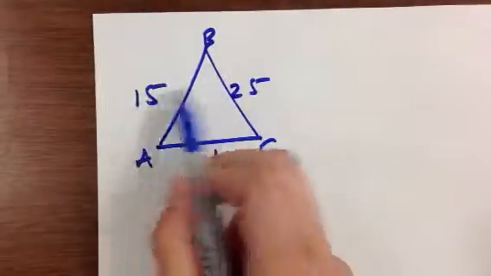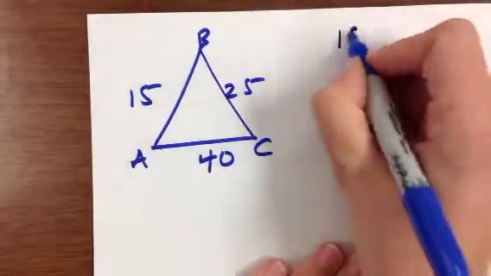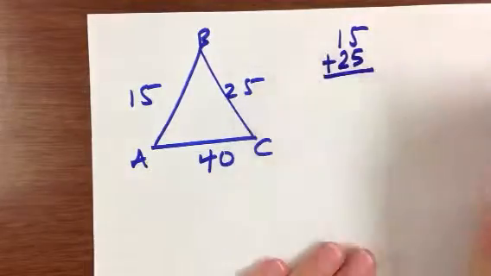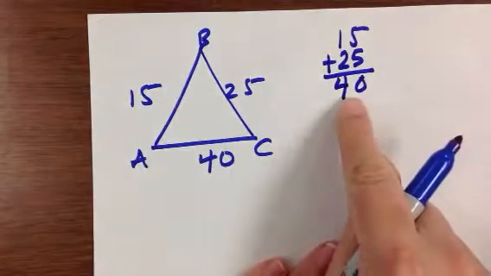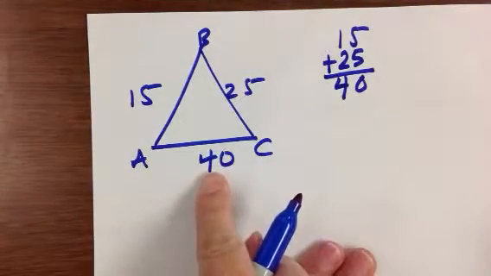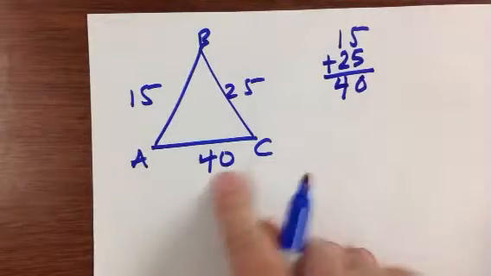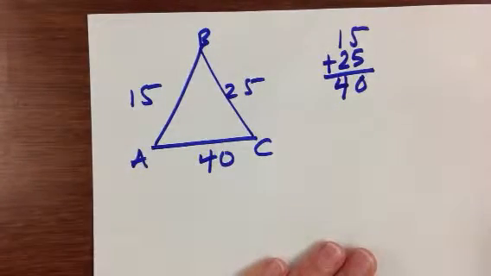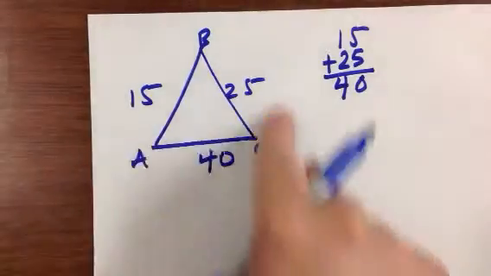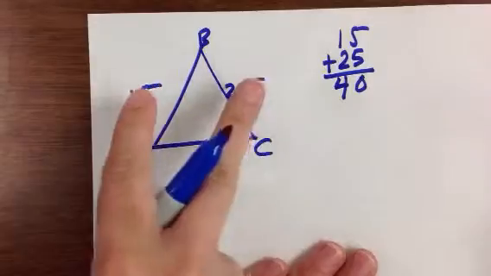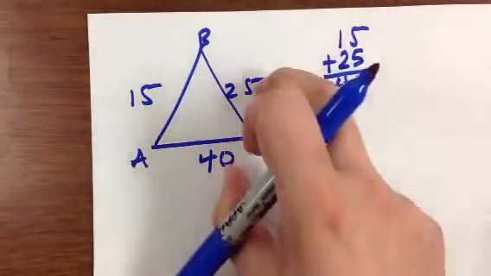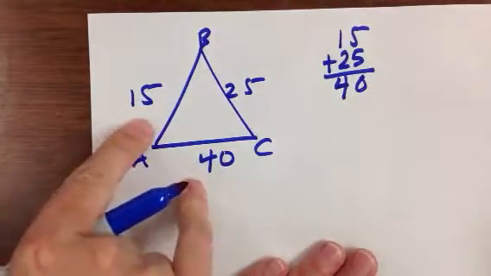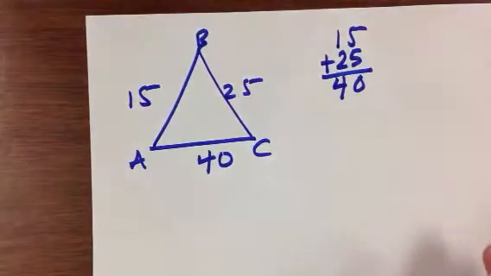So if I add up these two sides, 15 plus 25, what do I get? I get 40. But that's not greater than the length of the third side. That's actually equal. Even though I drew it, it doesn't actually make a triangle. So anytime you look at a triangle, add up two sides and make sure they're greater than the length of the third side.